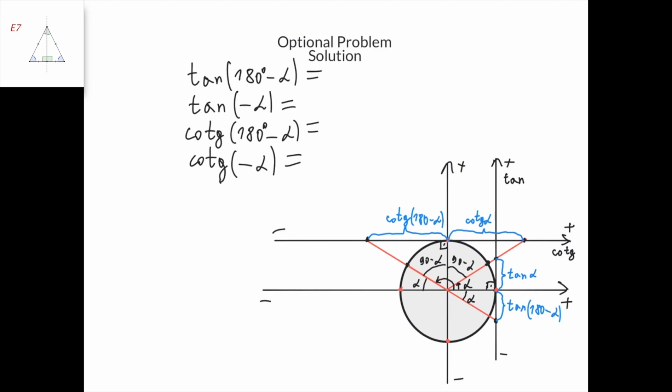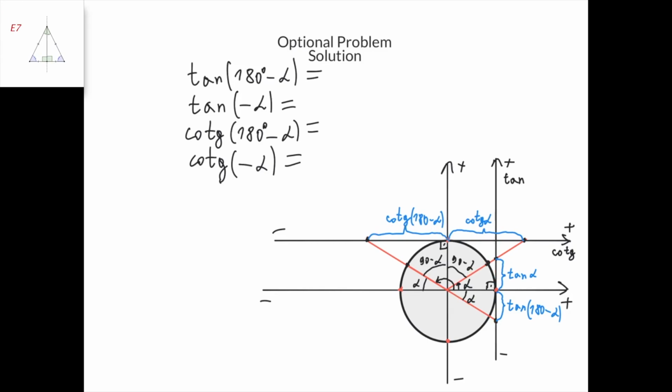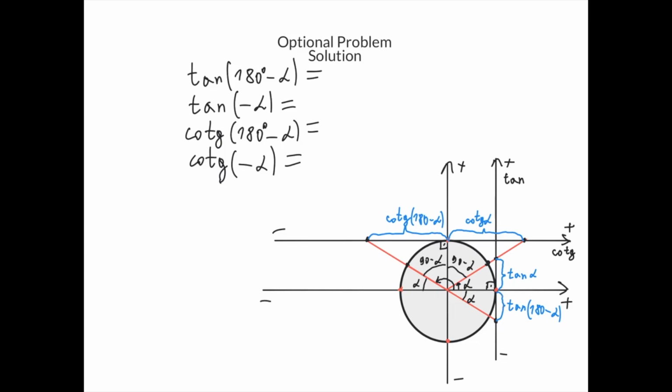They are isosceles because of the symmetry, and therefore cotangent alpha equals cotangent of 180 minus alpha, but with the negative sign, because this one is on the positive side of the axis and this one is on the negative side of the axis. And when we look at this triangle, we see that tangent alpha equals tangent of 180 minus alpha, but don't forget to put the negative sign, because this is on the negative side of the axis and this is on the positive side of the axis.